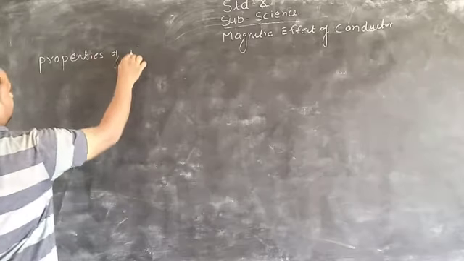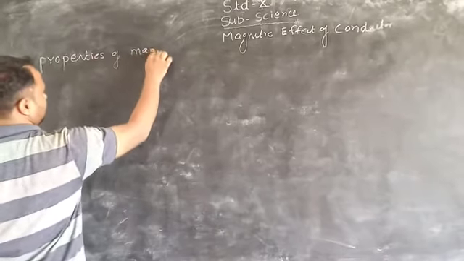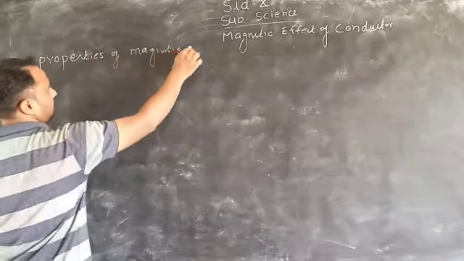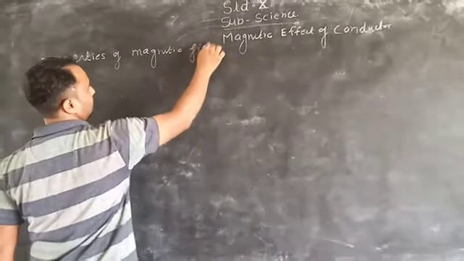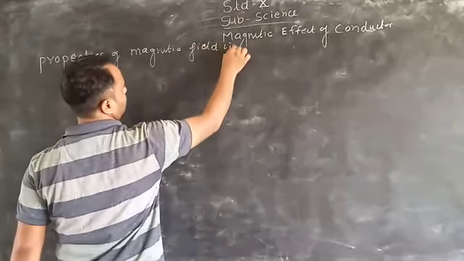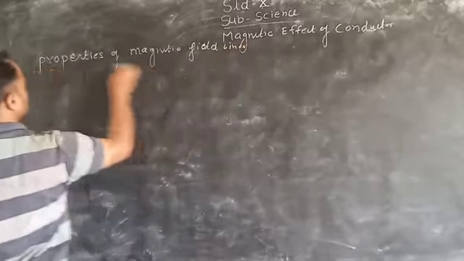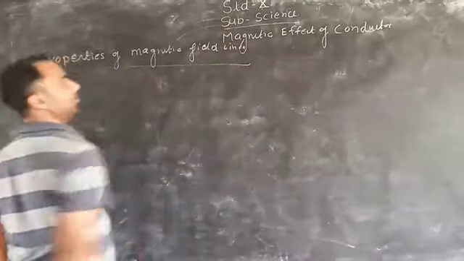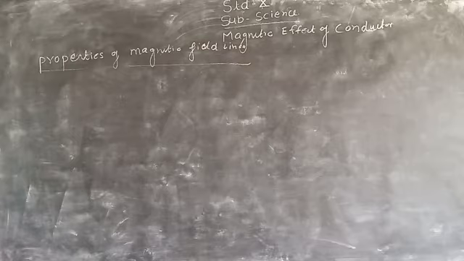Properties of magnetic field lines. So the first property we have to discuss here.